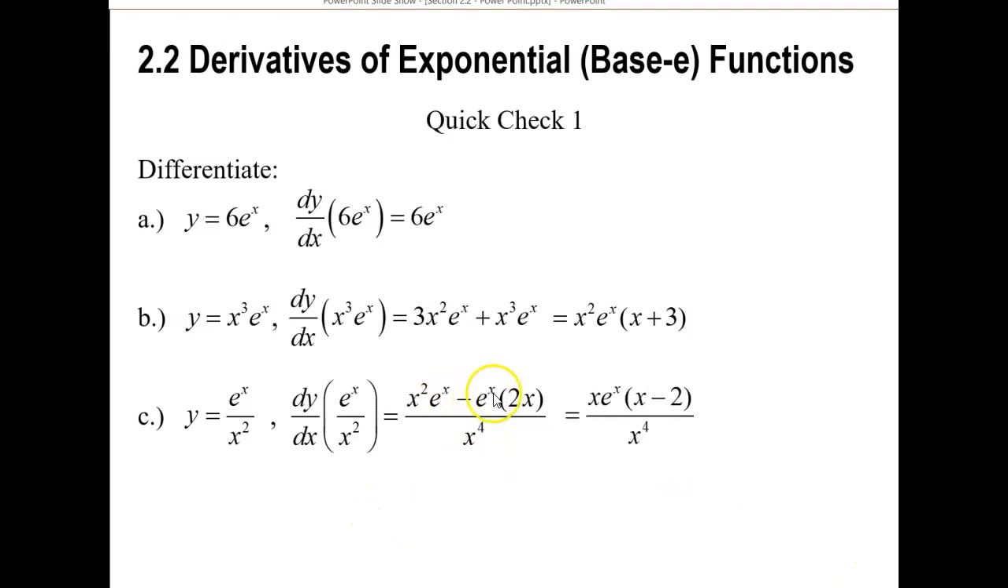Again, you can factor out an e to the x and an x in the numerator. That would leave an x minus the 2. And if you did that, then the x that you factored out can cancel out one of the x's on the bottom. So that would leave just e to the x times x minus 2 on top, and then x to the third in the denominator.